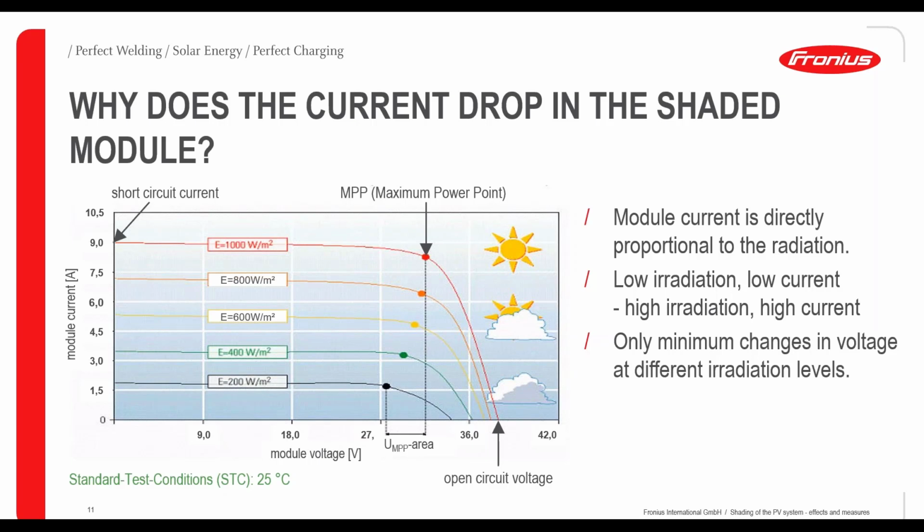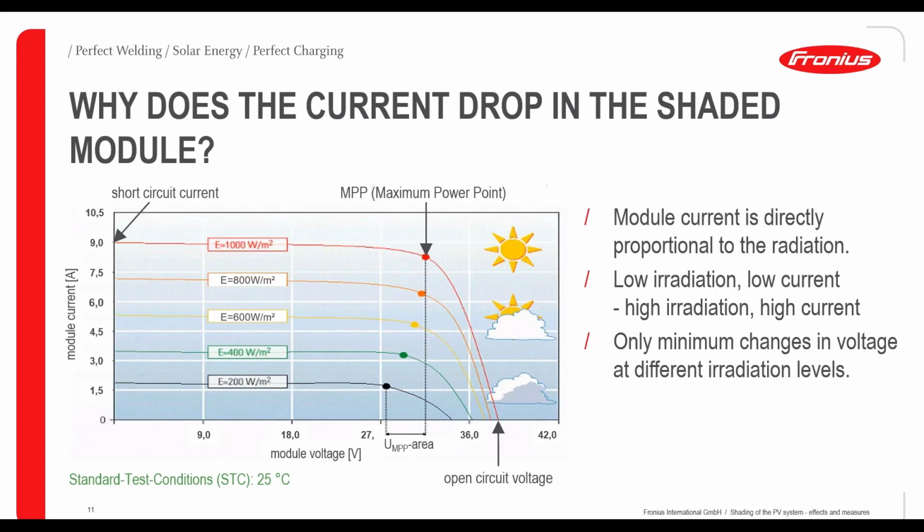If we would have now a shaded module, we would have a different irradiation on the module. Let's say we now have only 400 watts per square meter. Then we can see a certain drop in the current of the module. And that's actually what we can see in the bullet points on the right side. So the module current is directly proportional to the irradiation. That's what we can see here in the schematic. So the lower the irradiation, the lower the current; the higher the irradiation, the higher the current.